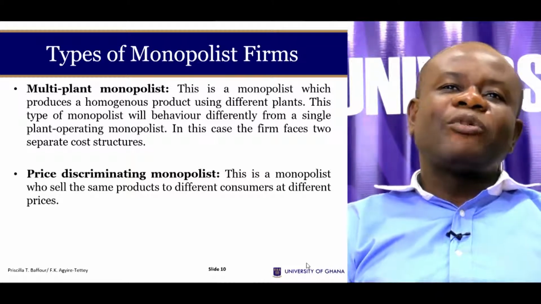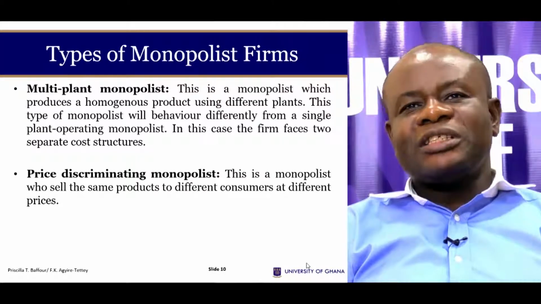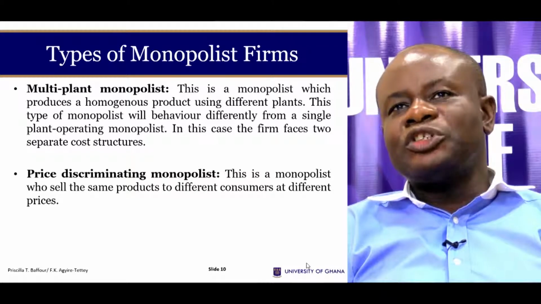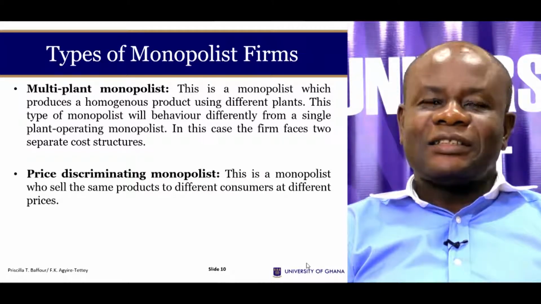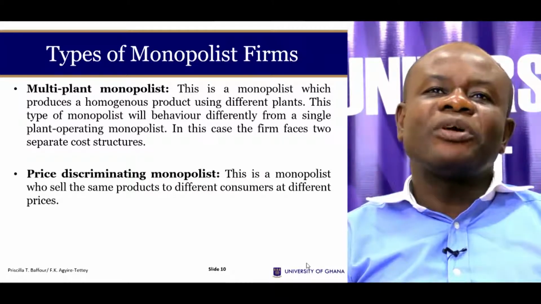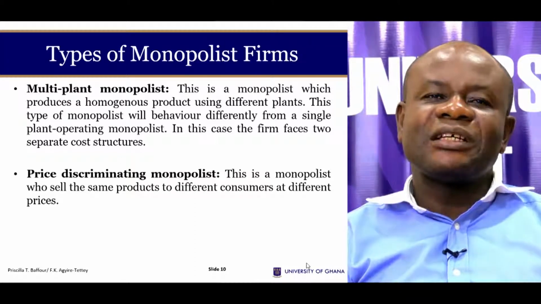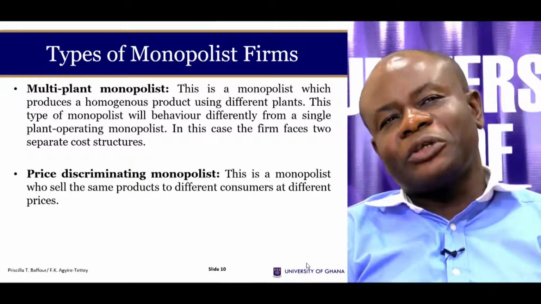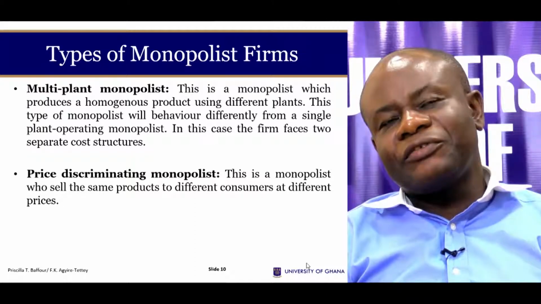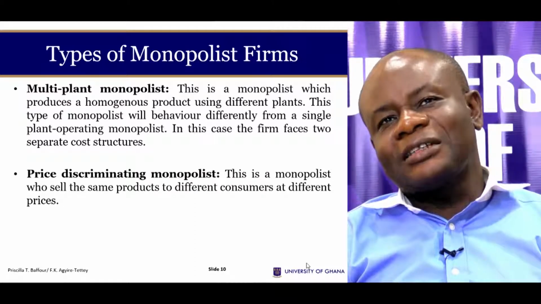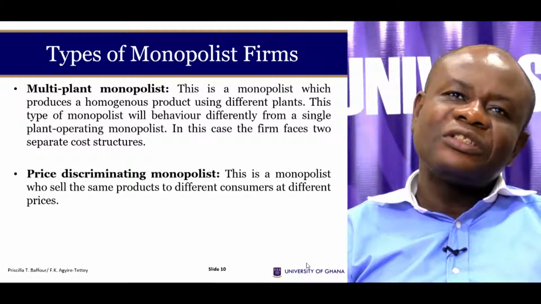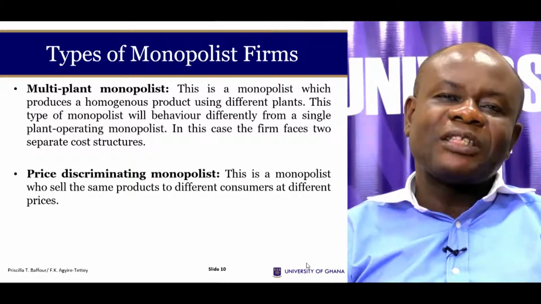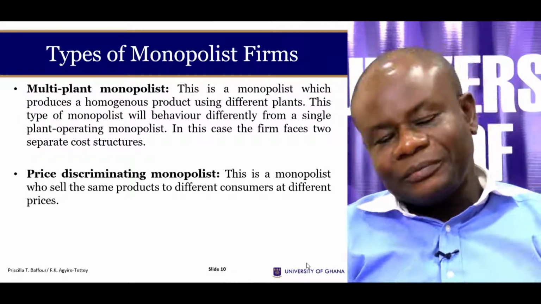We will look at the multi-plant monopolist and the price discriminating monopolist. The multi-plant monopolist is a monopolist that produces a homogeneous product using different plants. This type of monopolist will behave differently from the single operating monopolist. A typical example of this is the Volta River Authority. The Volta River Authority generates electricity, but it uses different plants. It uses the Kosomo Dam, it generates electricity from the Bui Dam, and also from the thermal plants in the western region.